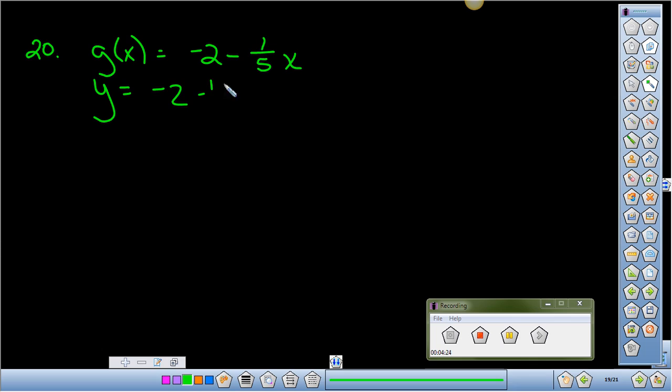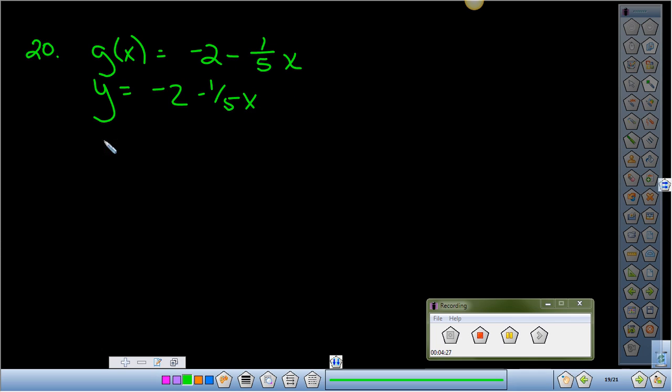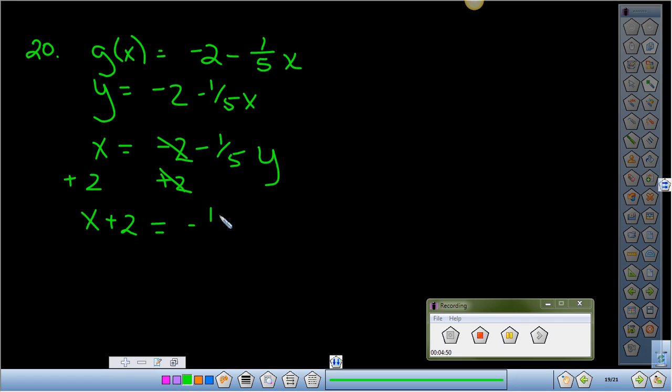Negative 2 minus 1/5 x. And let's do a little swap, because that's what an inverse is. Minus 1/5 y. And keep in mind, this y is not in the denominator of that fraction. Again, what we're going to do is isolate that y. So we're going to start by adding the 2 to the left. It cancels it out on the right, and I'm left with negative 1/5 y. Some people get confused on this part. Really, what you need to do to get rid of this negative 1/5 is take its reciprocal. That's the easiest way to do it. So the reciprocal of negative 1 over 5 is negative 5 over 1.